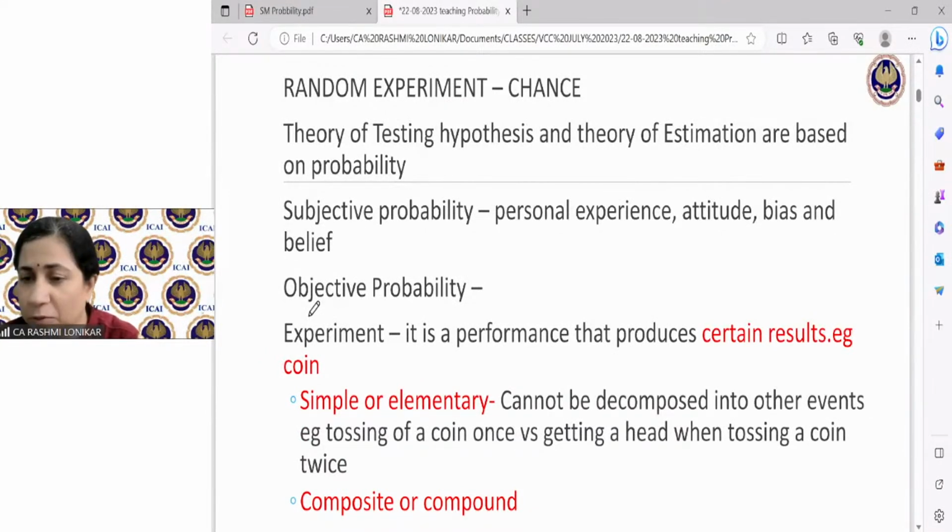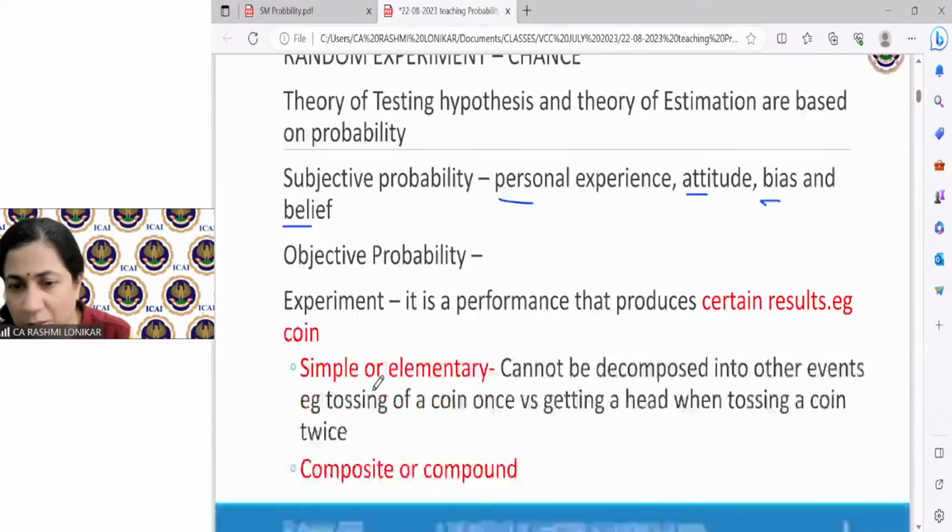Now the theory of testing hypothesis and the theory of estimation are based on probability. Okay, so what is subjective probability and what is objective probability? When I'm talking about the subjective probability, it is what a person learns from his personal experience, attitude, biases, and beliefs, in the way he's been brought up. And objective probability is based on experiment. It is a performance that produces certain result. It's not based on what I think or what my attitude is towards a certain thing. No, we are talking about objective probability, which we are going to study. We are not studying the subjective probability.